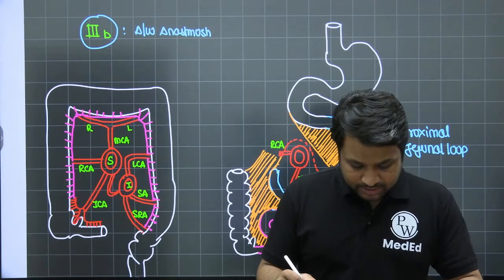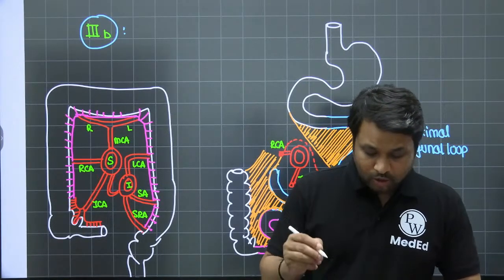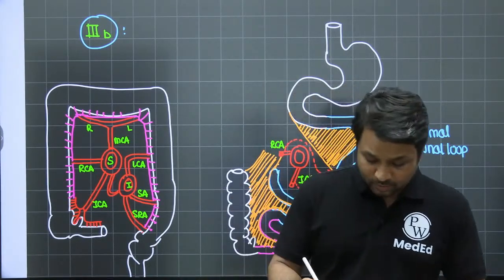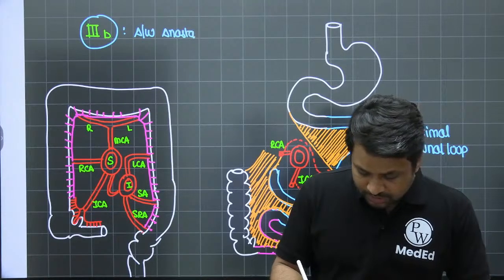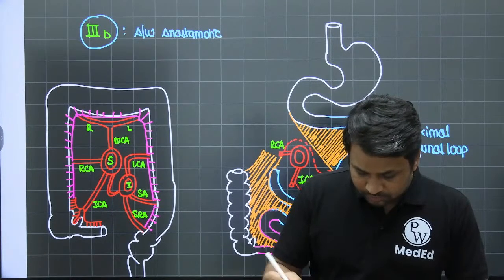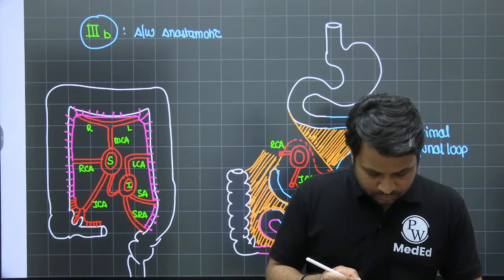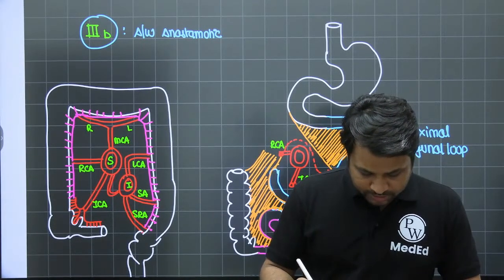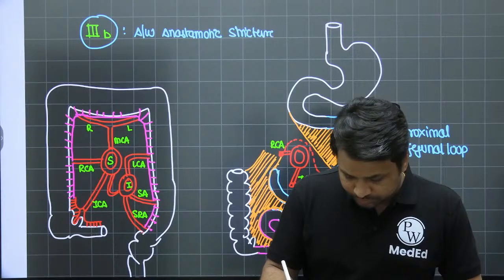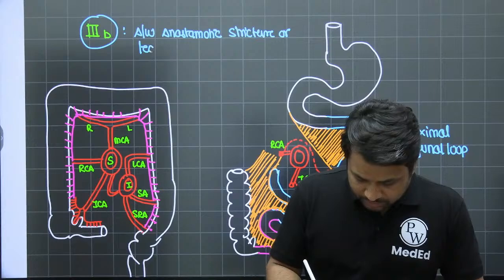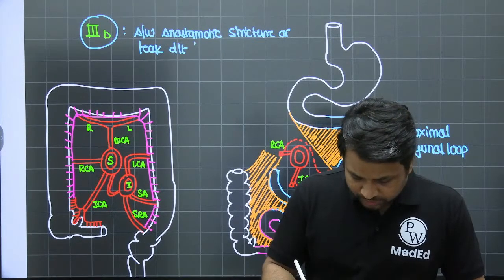This type 3B variety is associated with the anastomotic leak, or it is associated with the anastomotic stricture, right? It is associated with anastomotic stricture due to loss of vascularity.